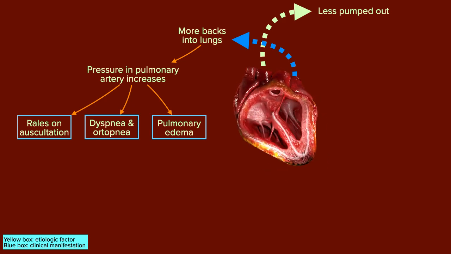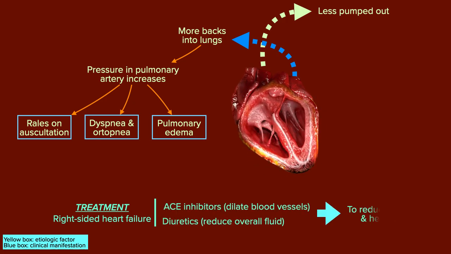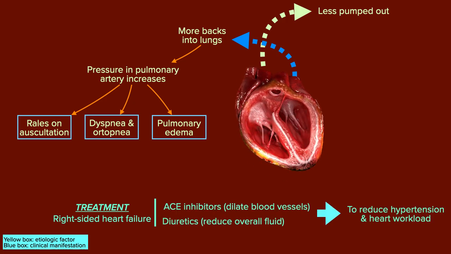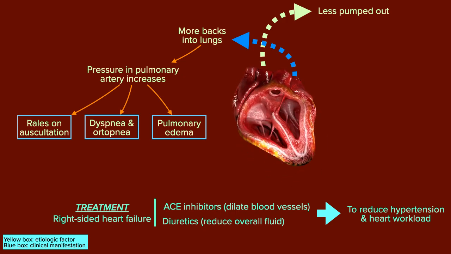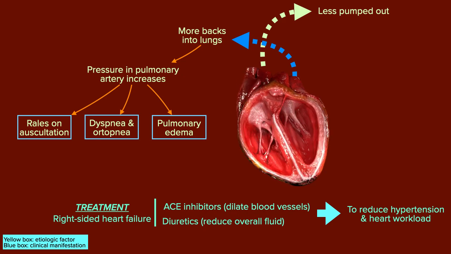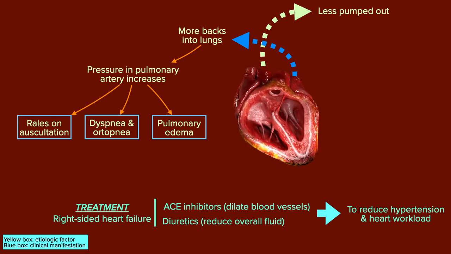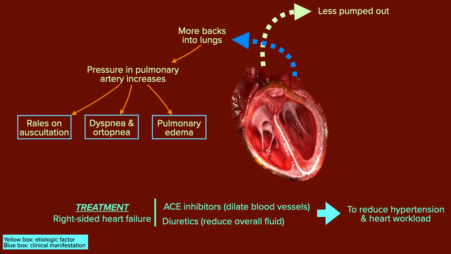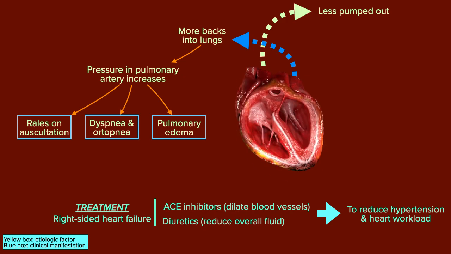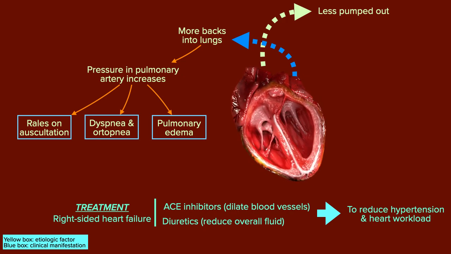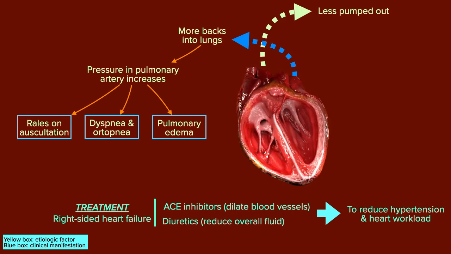All right, so for left-sided heart failure, certain medications can be prescribed to help improve blood flow. You have angiotensin-converting enzyme inhibitors, which help dilate blood vessels, as well as diuretics to help reduce the overall fluid buildup in the body, which will help prevent hypertension from worsening the heart failure.